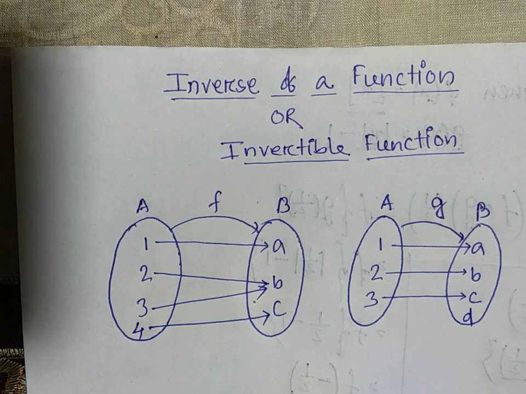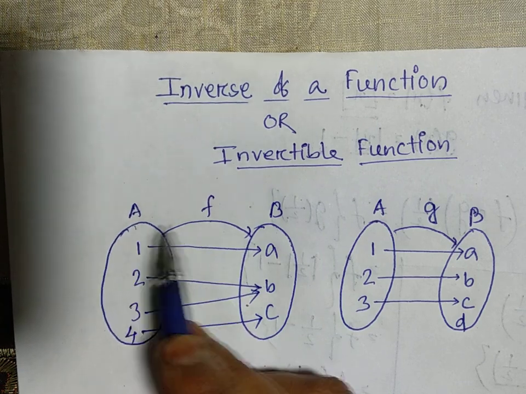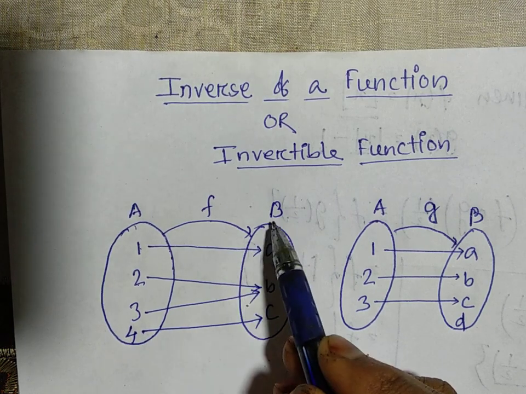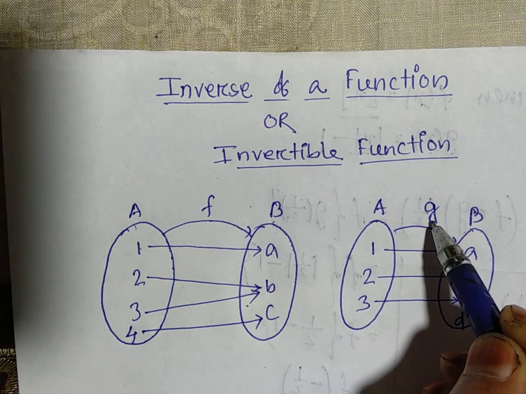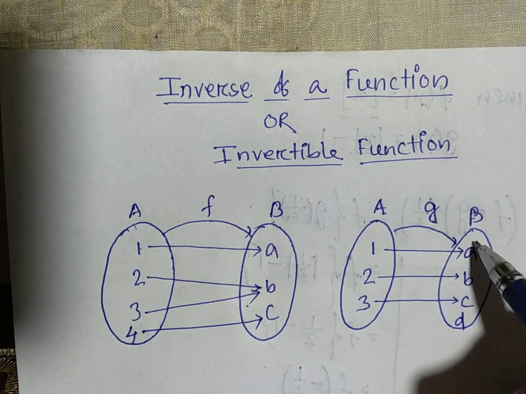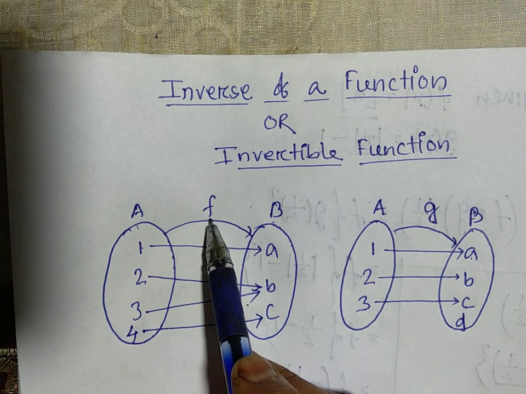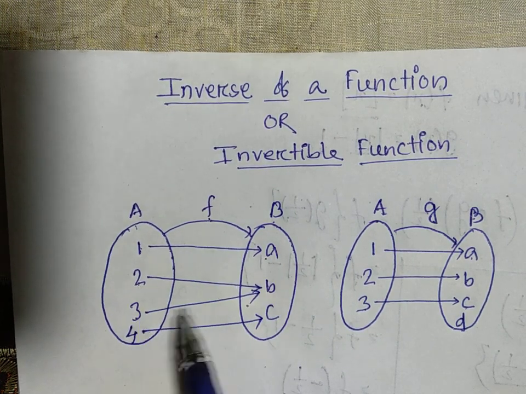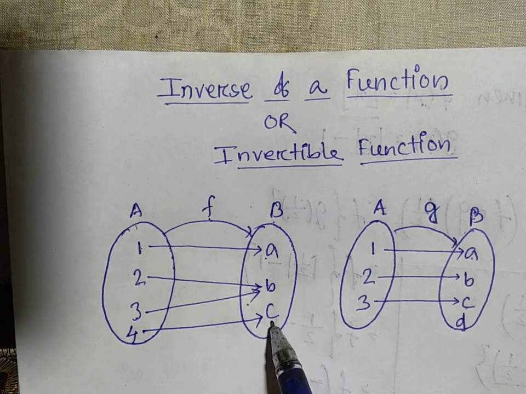First of all, let us consider two different functions. One is f, which is defined from A to B. The set A contains 4 elements, 1, 2, 3 and 4, and the set B contains 3 elements, a, b, c. And another function g from A to B, where A contains 3 elements, 1, 2, 3, and B contains 4 elements, a, b, c, d. Under the function f, the image of 1 is a, 2 and 3 have the same image b, and 4 has the image c.